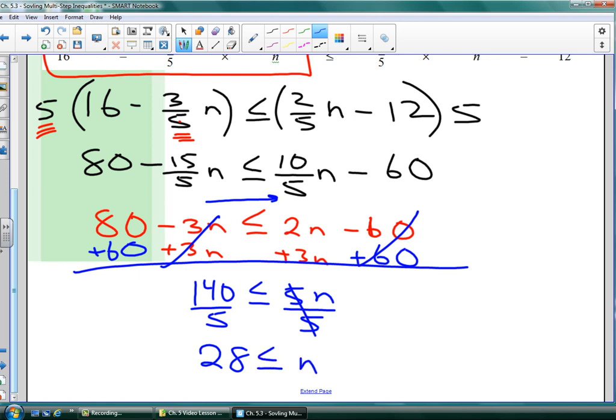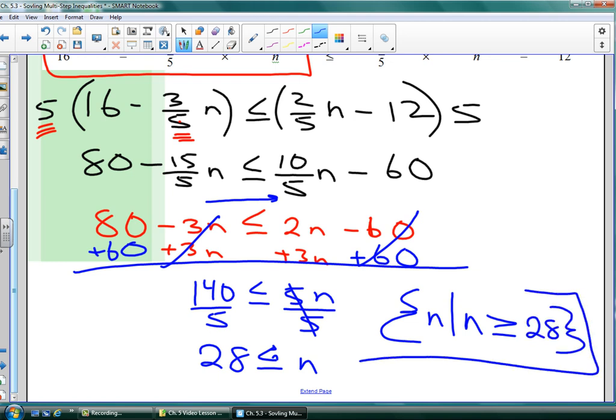Now that I have 28 is less than or equal to n, I write that in set builder notation. So n such that, and I'm actually going to flip this around so n comes first. Again, just remembering that if n is on the open side where the alligator likes to eat, even when I flip it around, it has to be on that side. So we're going to have n is greater than or equal to 28. Close my fancy brackets, and that would be set builder notation for this answer.